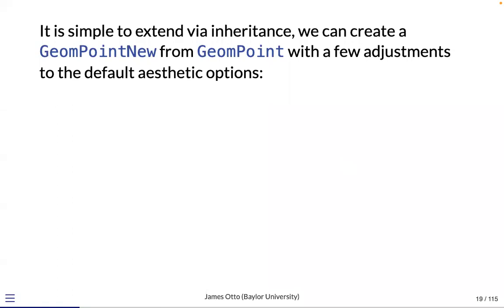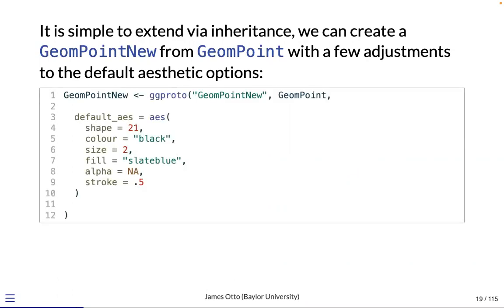Quick example, we can make our own geom_point_new, inheriting from geom_point, just with some adjustments to the default aesthetic options. So what that looks like is we use this ggproto function. We say, hey, we're going to make a new geom, like a capital G Geom, called geom_point_new. And we want to copy GeomPoint. And the only thing we want to change is that default aesthetic field that we saw earlier.